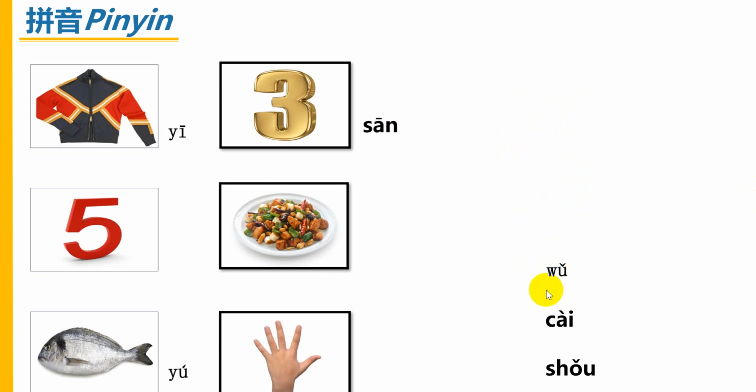5. 5. Yeah. Oh, this one. 菜. It was some food. Yeah, some food. 菜. Yes, 菜, food. This one. 手. 手, our hand. Yes, hand. 手. Okay. Now, next one.